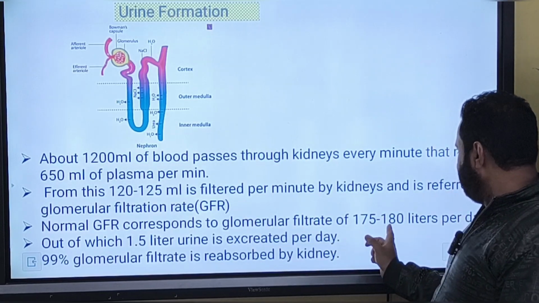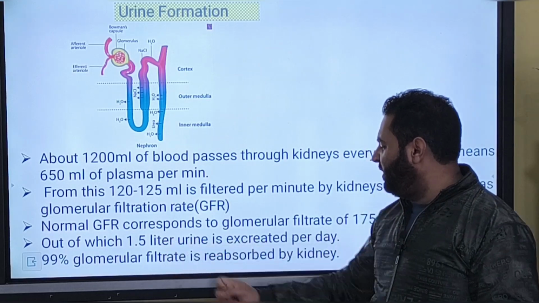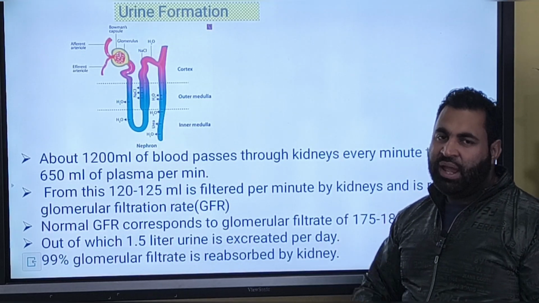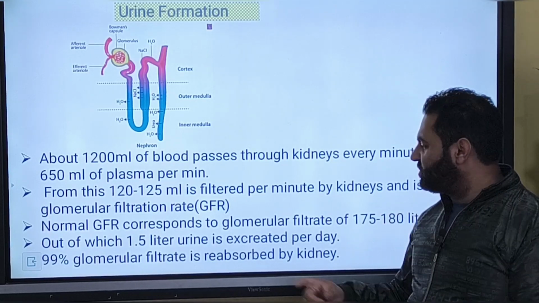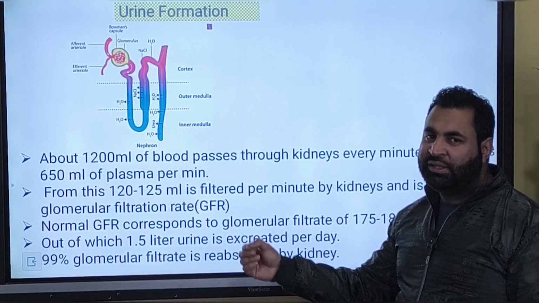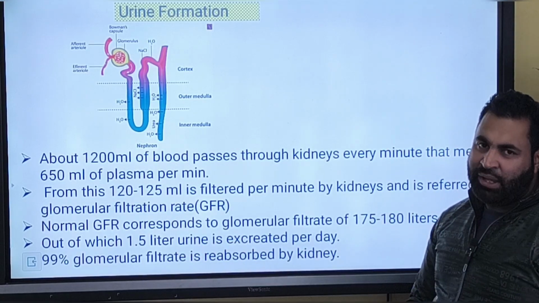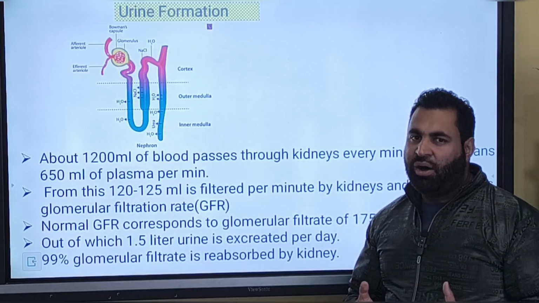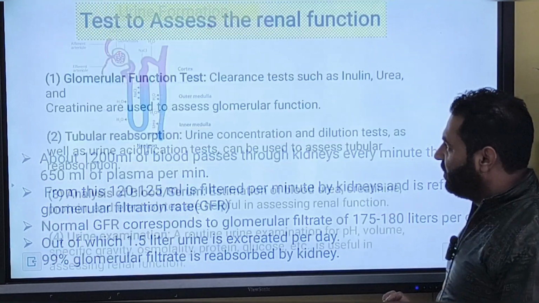Out of this filtrate of 175 to 180 liters, 1.5 liters is excreted per day in the form of urine, and the rest is reabsorbed. Water and minerals are reabsorbed. So 99% of the glomerular filtrate is reabsorbed by the kidney. So this is basically how urine is formed in our kidneys.